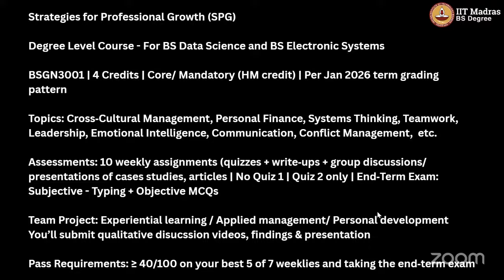You must get 40 out of 100 in the weekly assignments to be eligible to take the interim examination. These project components carry 25 marks, so it's a significant component. Apart from that, one thing that I want to emphasize is the weekly assignments.